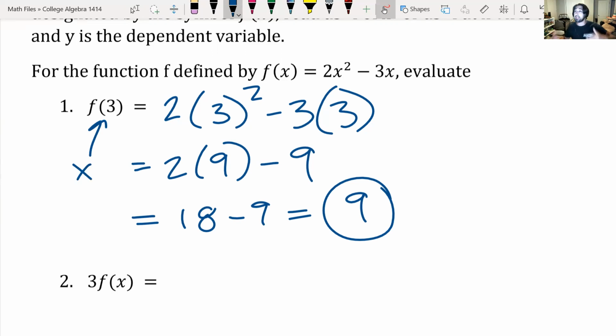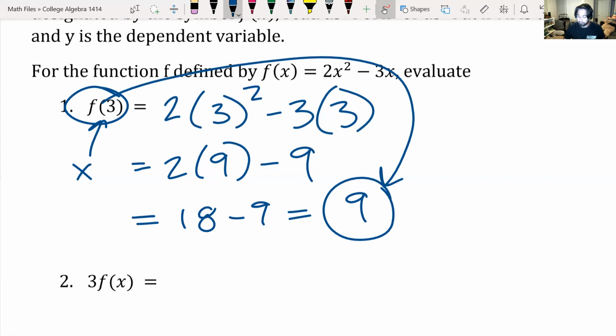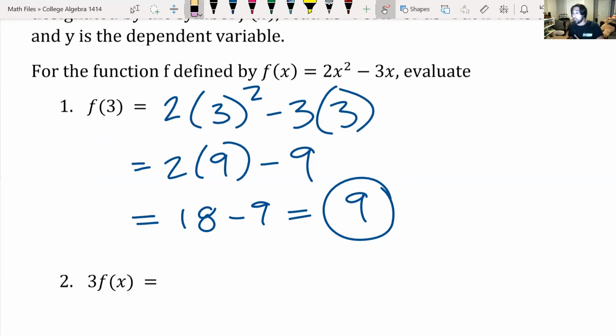Okay. So what we're also saying here is that when x is exactly 3, the value of y, so the value of f at 3, the value of the function at this x value of 3, is 9. That's all we're saying. It is important to know how to read function notation.